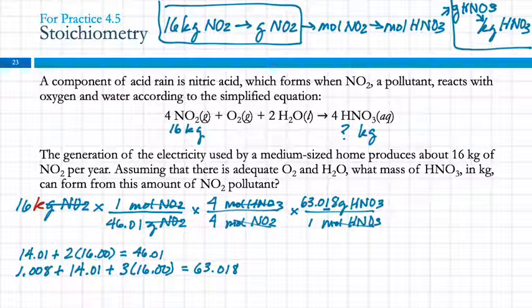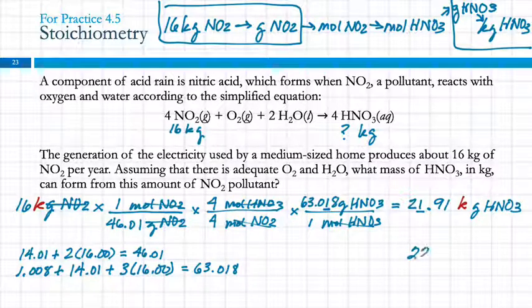And I'm getting this number, 21.91, and I'm looking at sig figs. My starting number only had 2 sig figs. So this is going to have 2, because in the middle I had exact numbers and I had 4 sig figs. I've got grams of HNO3, and I've got that kilo that I didn't cancel out. So then I'm going to say that this answer is 22 kilograms of nitric acid.